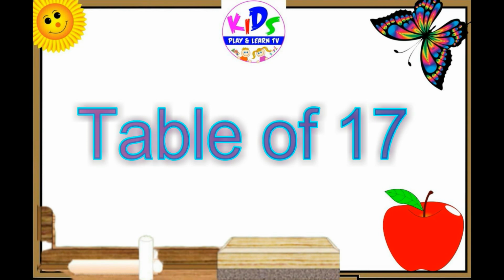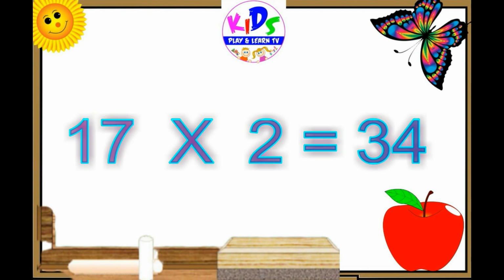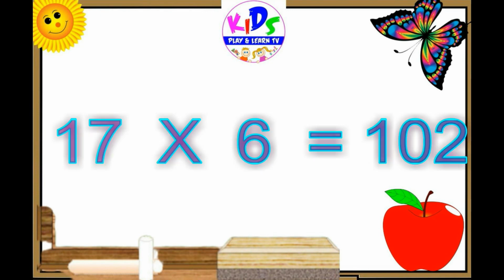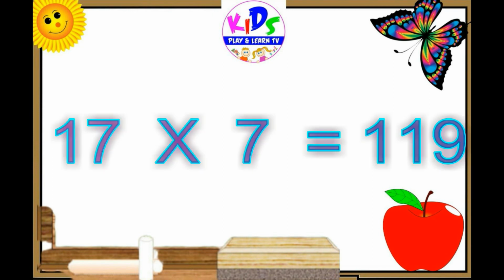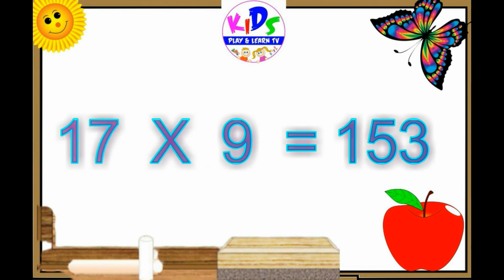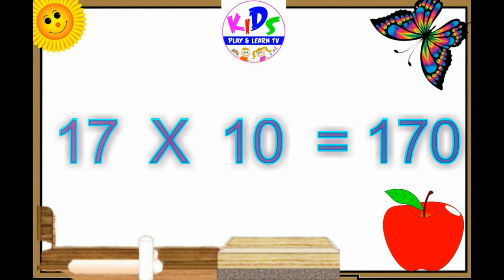Hello, let's learn the table of 17. 17 ones are 17, 17 twos are 34, 17 threes are 51, 17 fours are 68, 17 fives are 85, 17 sixes are 102, 17 sevens are 119, 17 eights are 136, 17 nines are 153, 17 tens are 170.